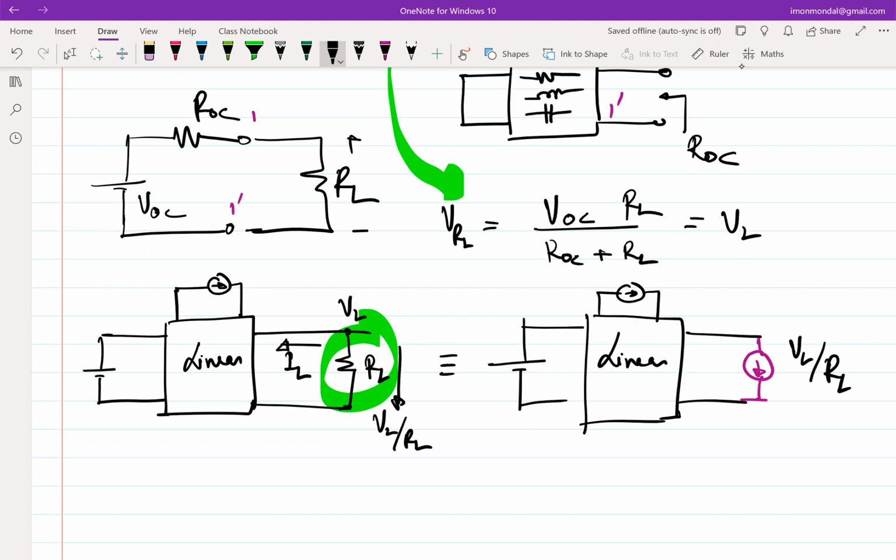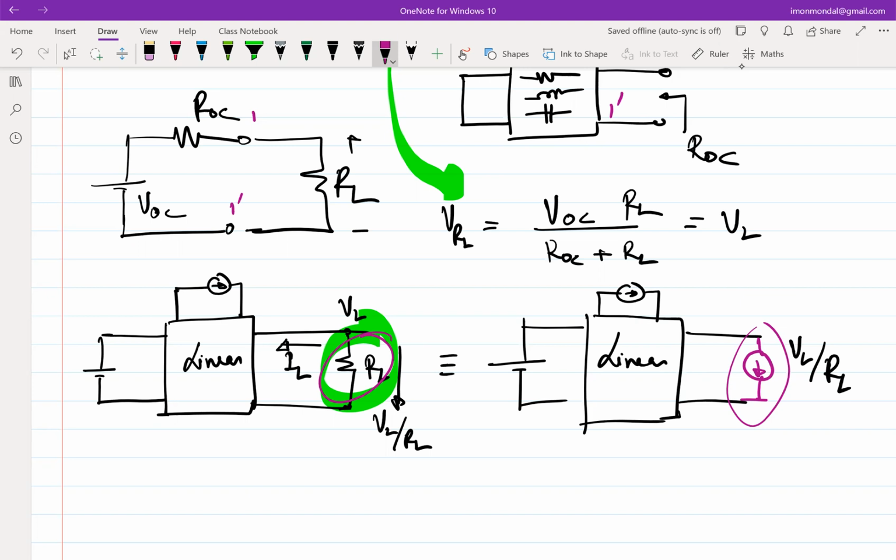So let me ask somebody, why do you not agree? So what is the question? The question is, can I replace this resistance with this current source of value VL over RL? I've used a theorem, right? I have used substitution theorem. And what is substitution theorem?